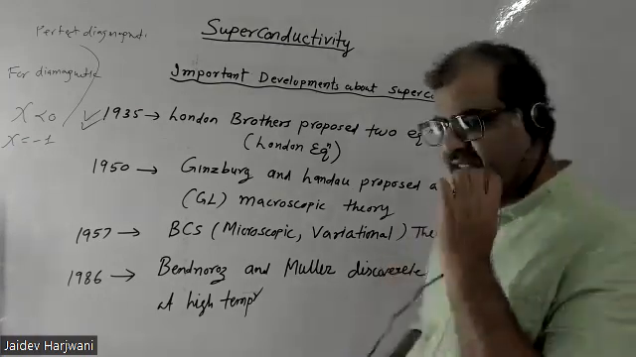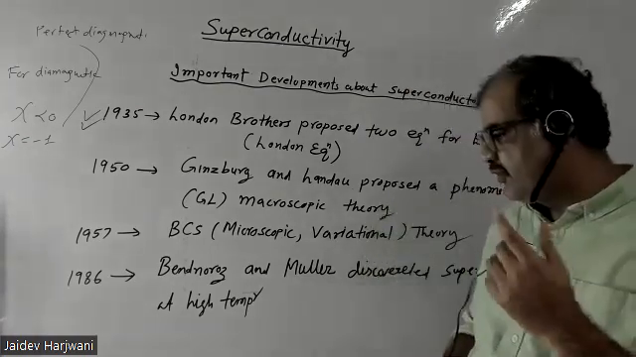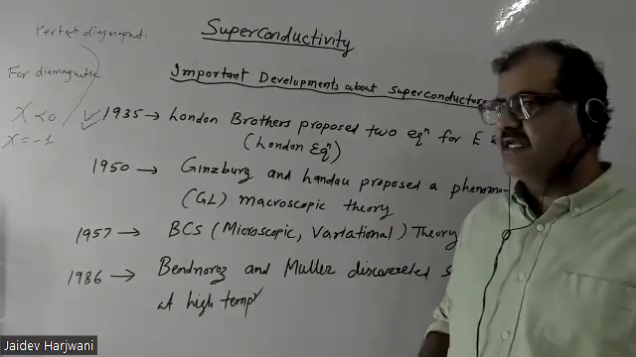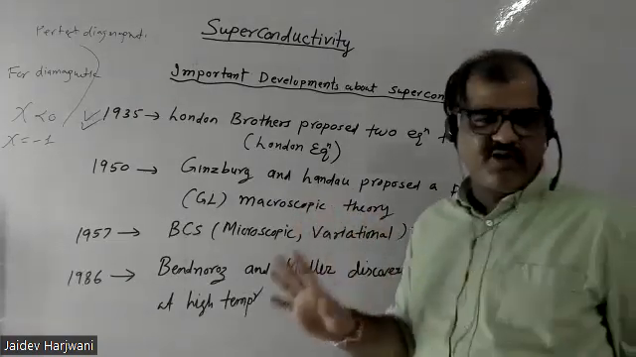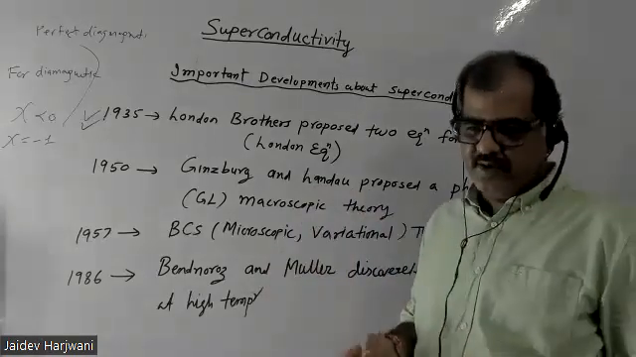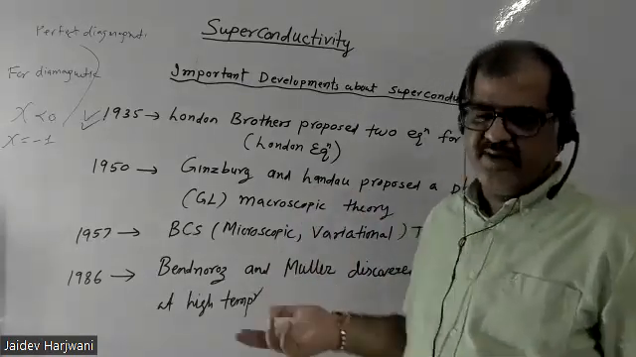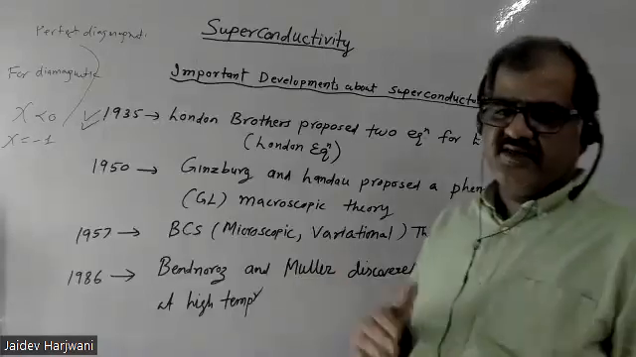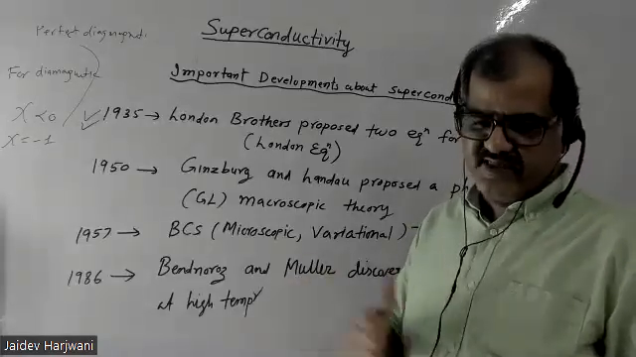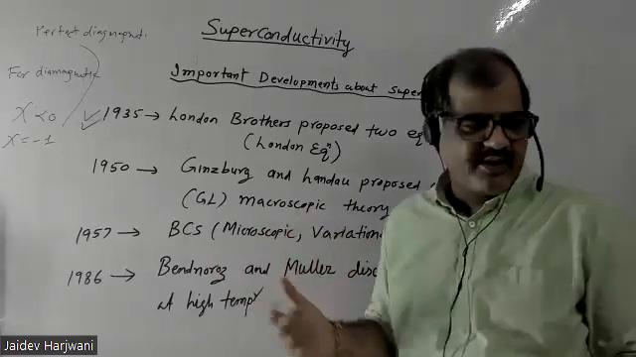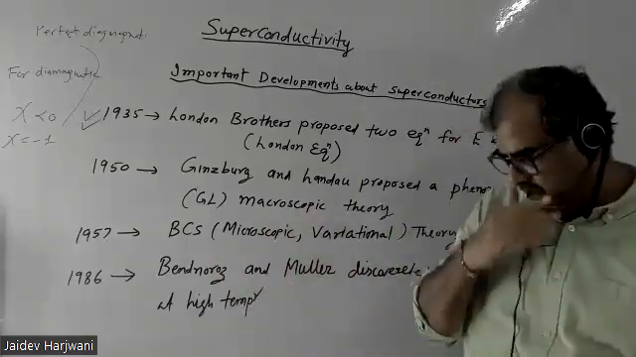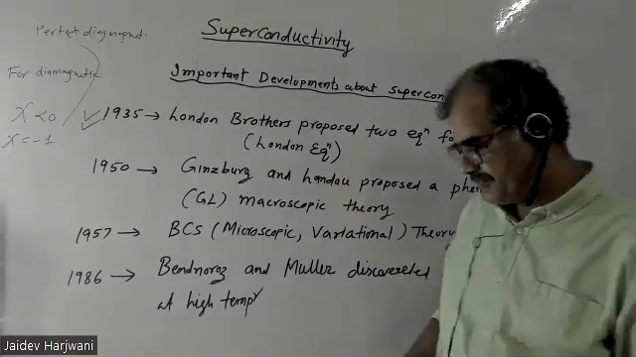This is a small chapter. We'll finish it in one or two more classes. In your exam, whatever questions they ask in this chapter are mainly formula based and fact based. You have to remember the facts: what is happening in the superconducting state, and how the superconducting state is different from the normal state. You need to remember some formulas. That's it. That's why I'm starting this chapter first.